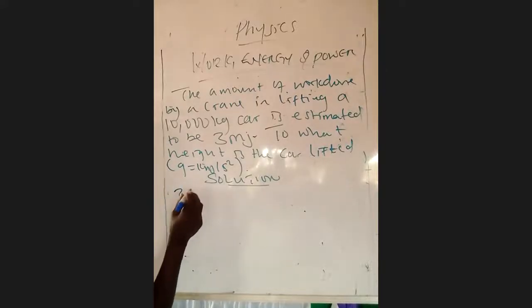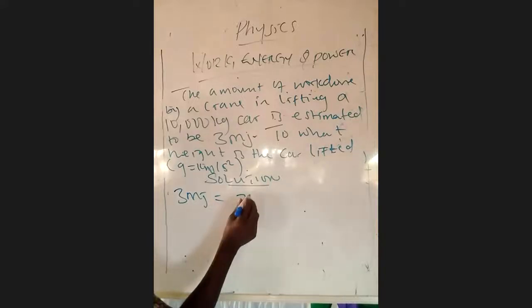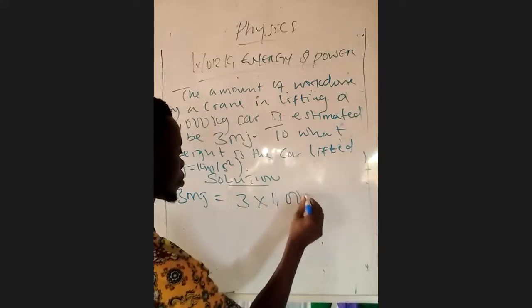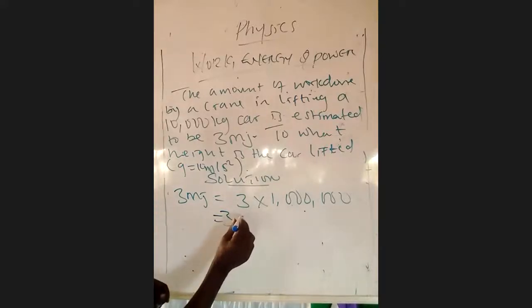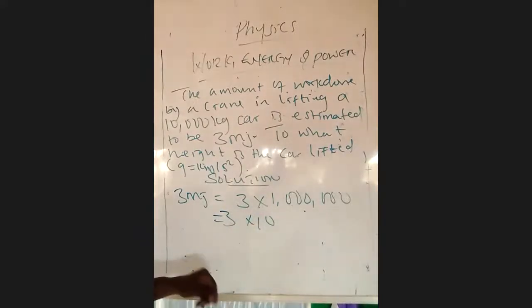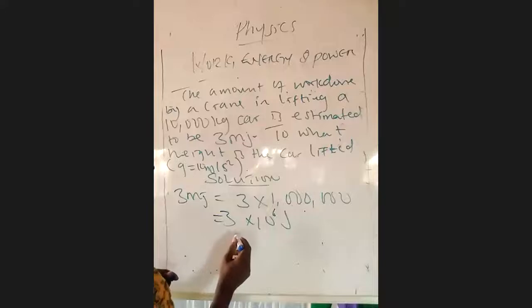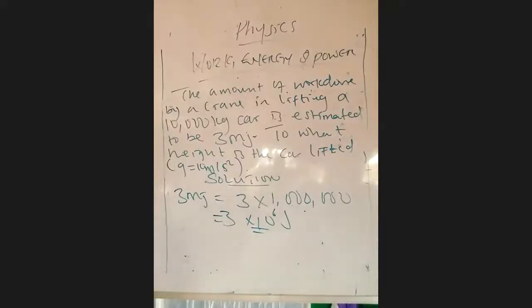So 3 megajoule will be equal to 3 times 1 million. What this means is that there is 1 million joule in 1 megajoule. So this will be equal to 3 million, which in index form is 3 times 10 raised to the power 6 joule. Now that we have the joule, we can move on with our real solution.